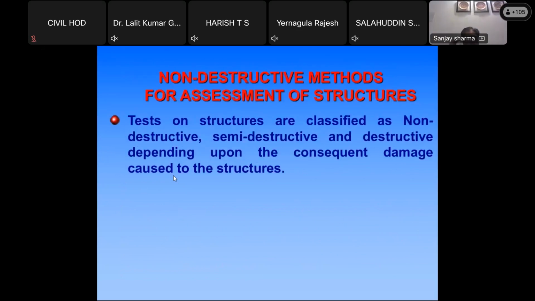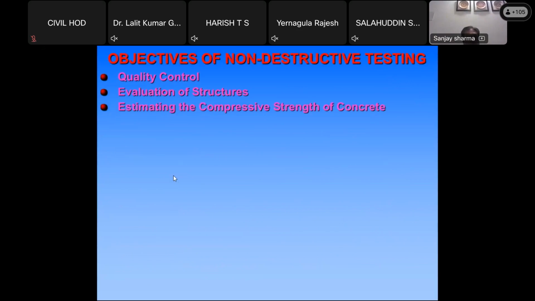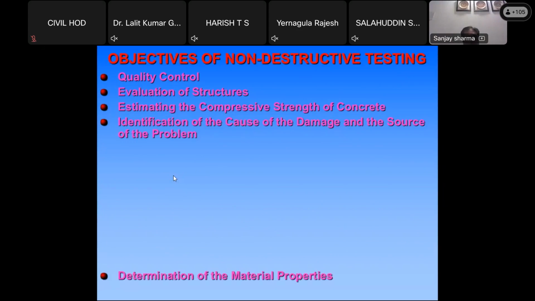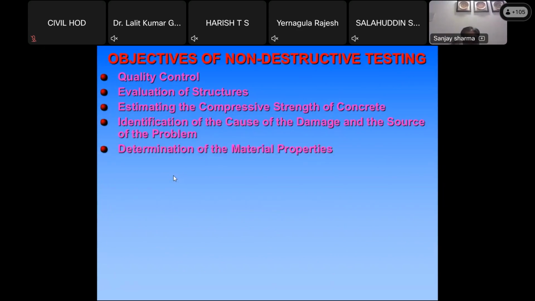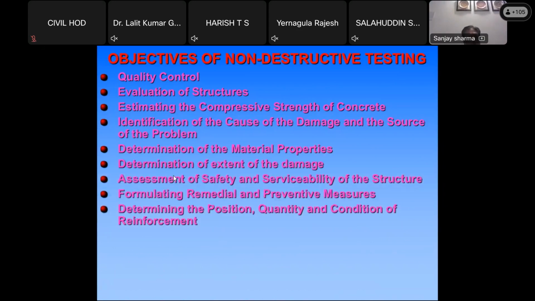So a lot of things are there. We can go for it. It can help us in quality control also. It can help us in carrying out evaluation of the structure, estimating the compressive strength of the concrete, identification. All this data is needed when we are going to predict, and we are going to use machine learning, etc. So we will require this data, and that data can be generated through your visual inspection, through your NDT applications, etc.